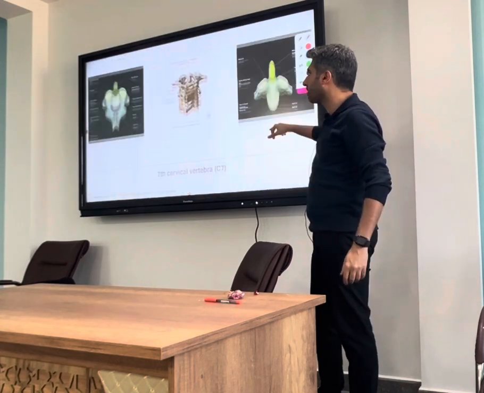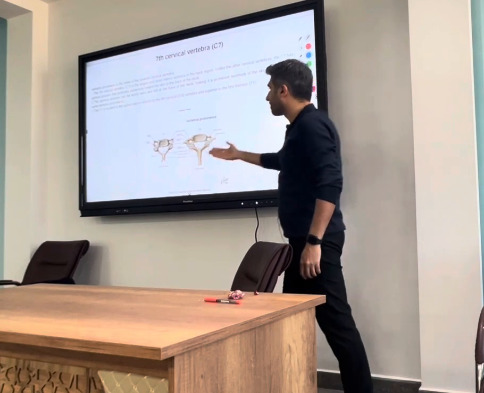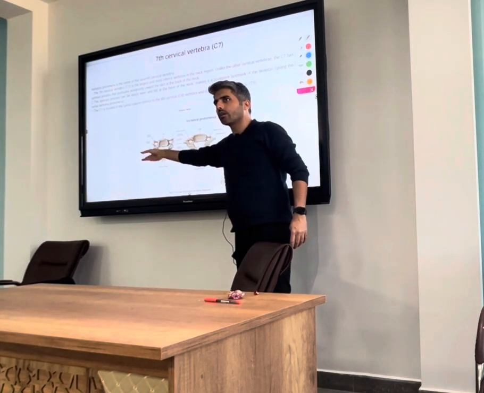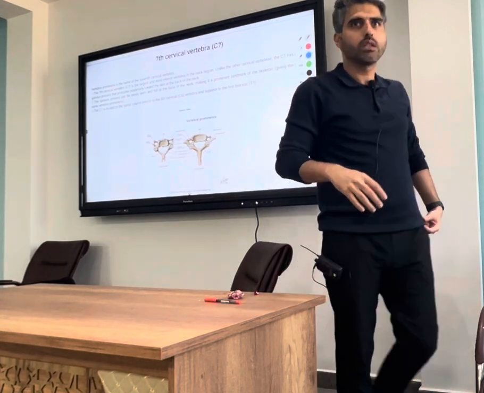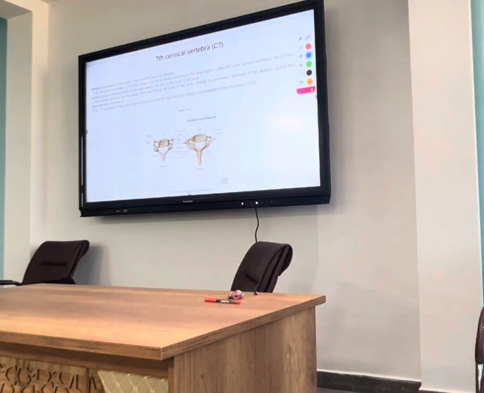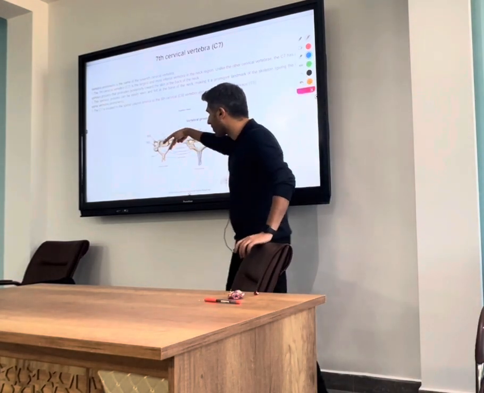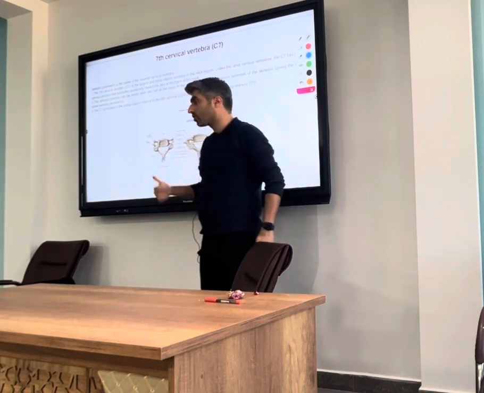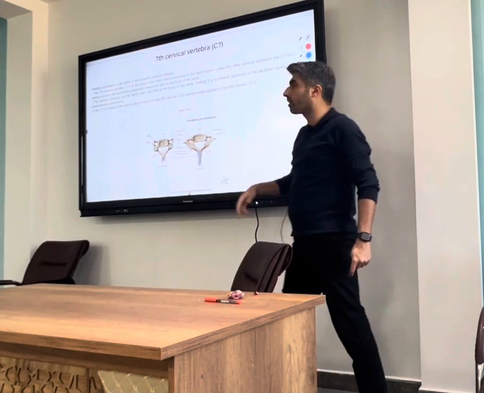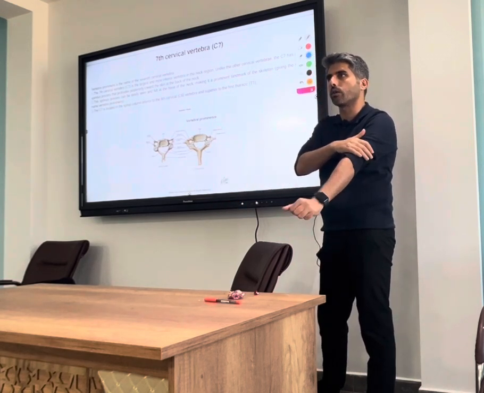Now C7. This is a typical cervical vertebra. This is C7. Why is it atypical? What is the problem? Long. Very good. The spinous process is one and long. It's not like other cervical vertebrae, which have two. It's long and one. So for this reason, C7 also is atypical.